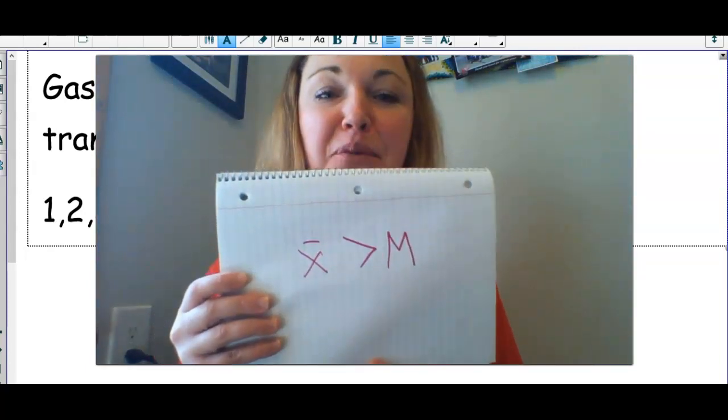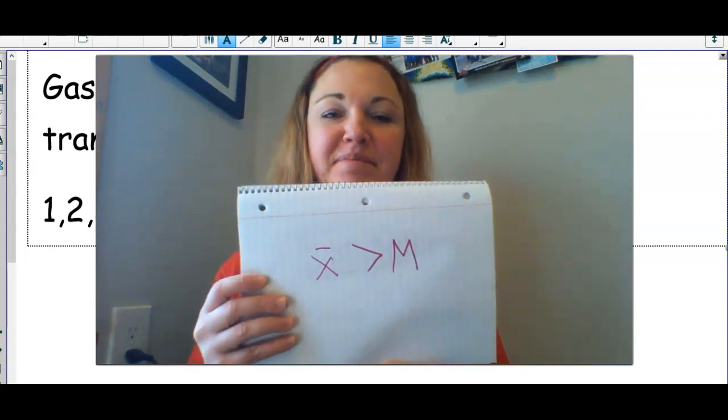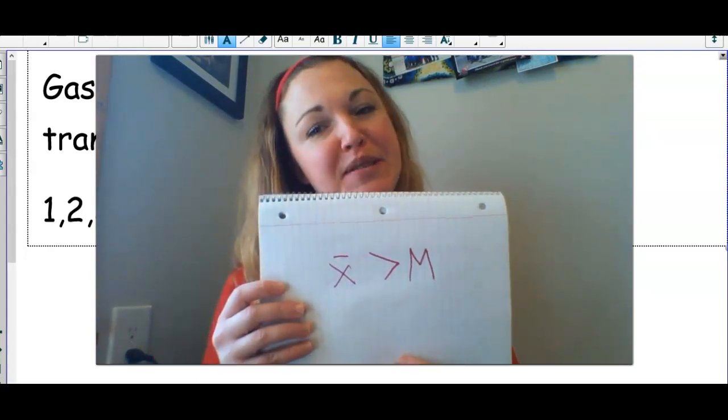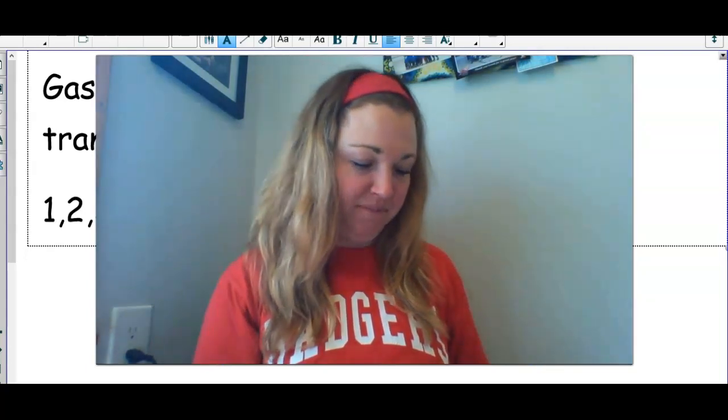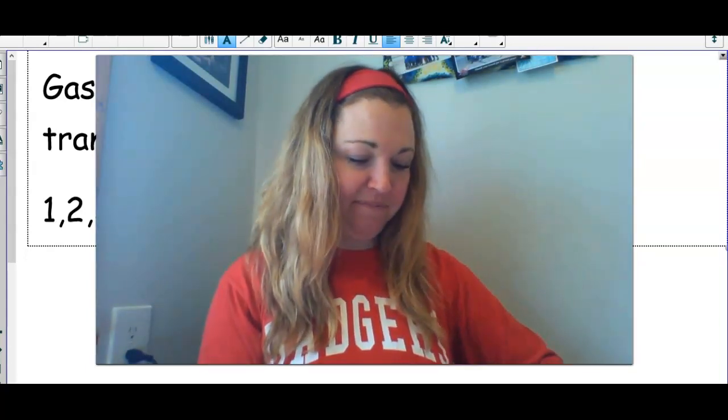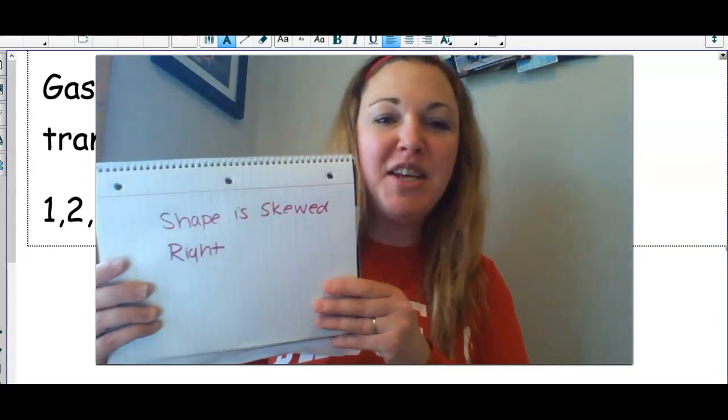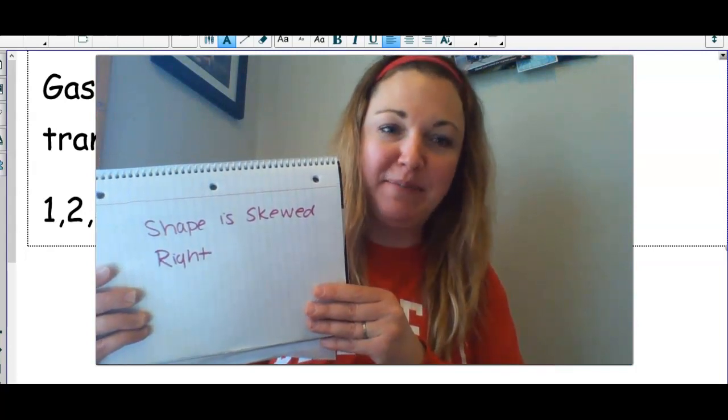If the mean is greater than the median, what is the shape of the distribution? The shape is skewed right.